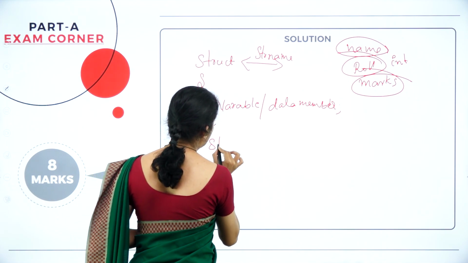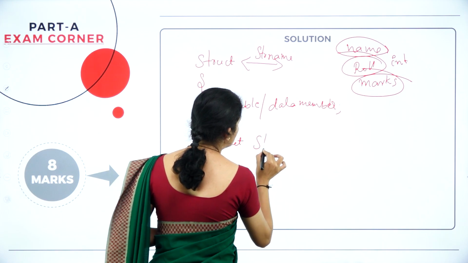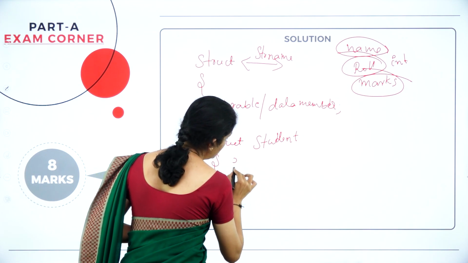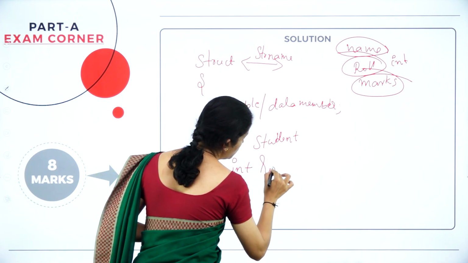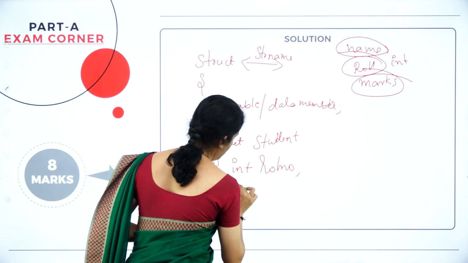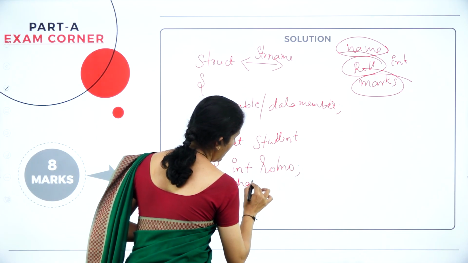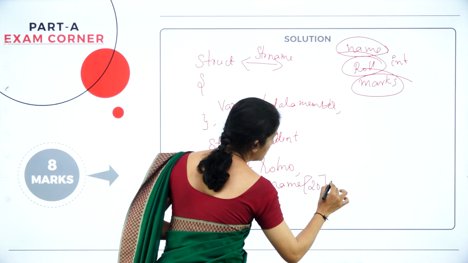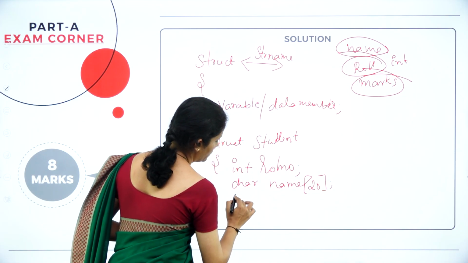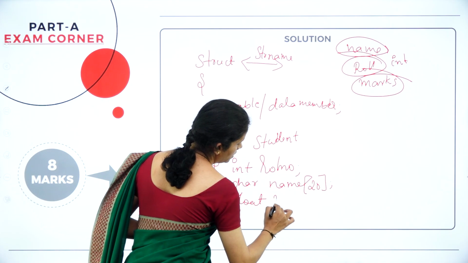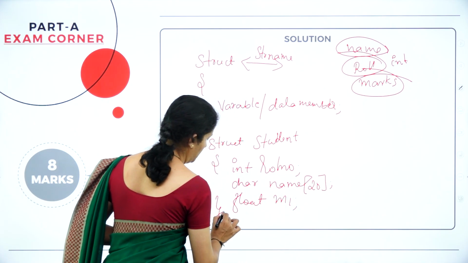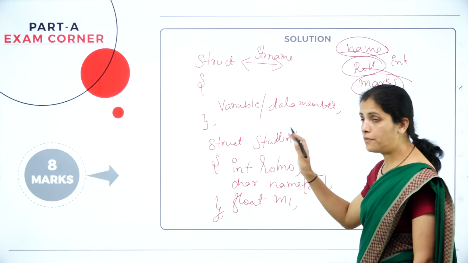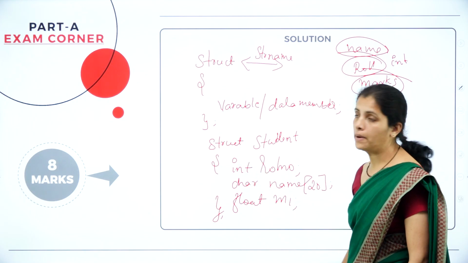Example, I'll write struct student, int roll number, then char name of 20, then float m1. Okay, fine. See here, student is nothing but the name of the structure, and these are the data members.